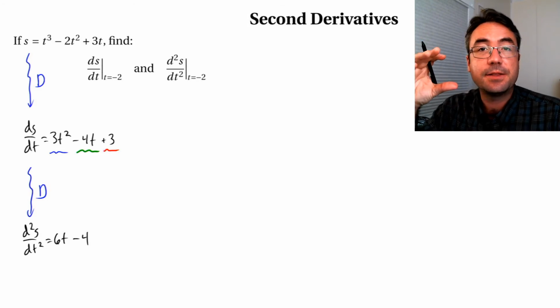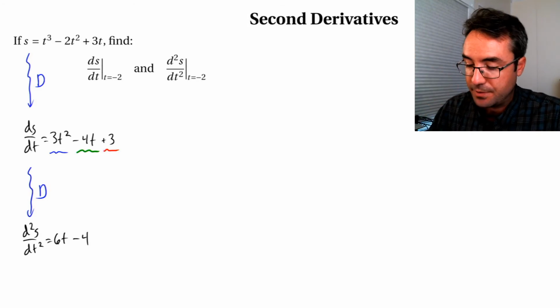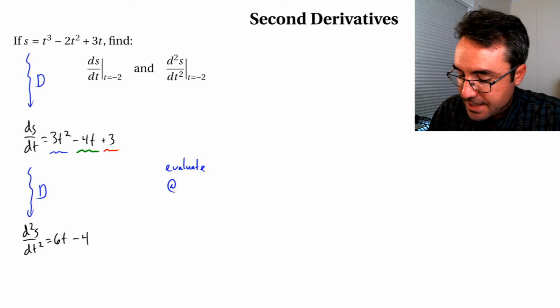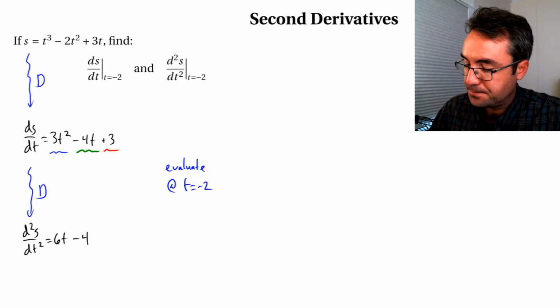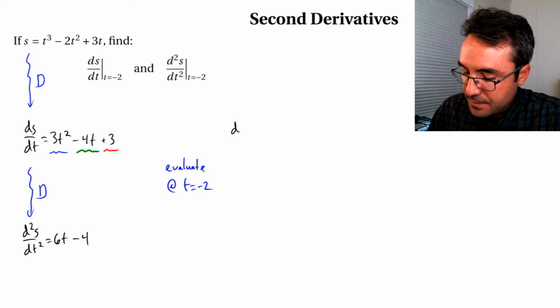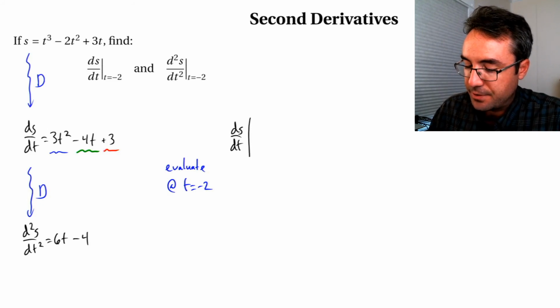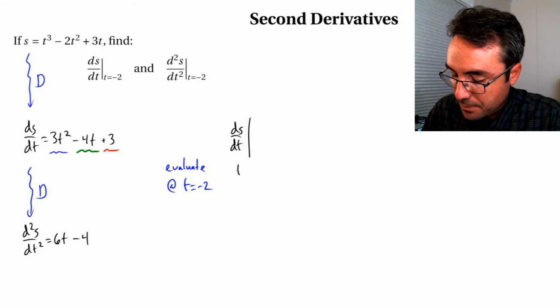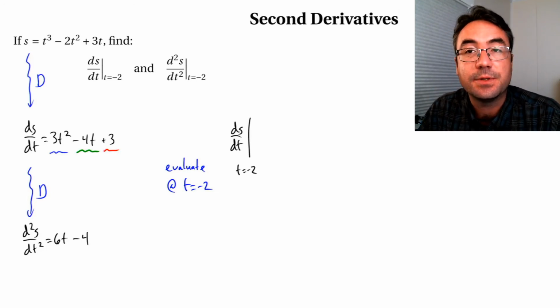All right, so we've calculated the first derivative, calculated the second derivative. Now we're going to evaluate both of these at t equals negative 2. So what does that look like? Well, we write ds dt for our first derivative, and then that vertical line means evaluate, and then we put the number that we're going to evaluate at, so t equals negative 2.